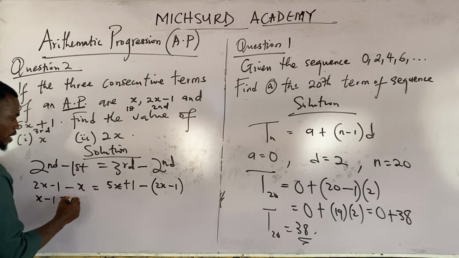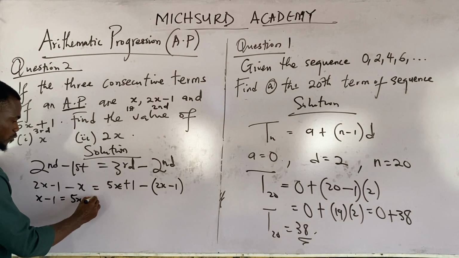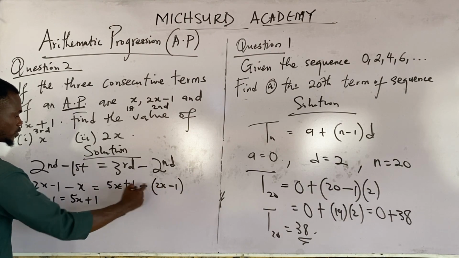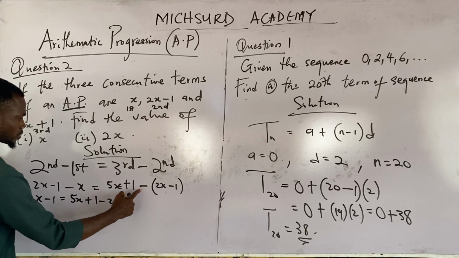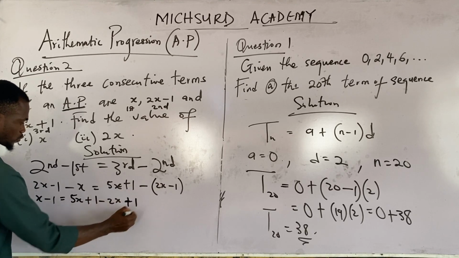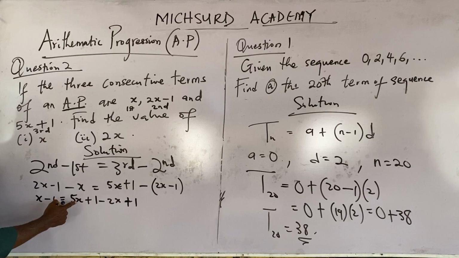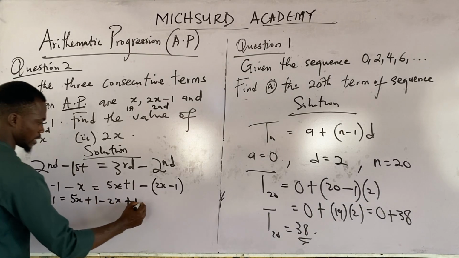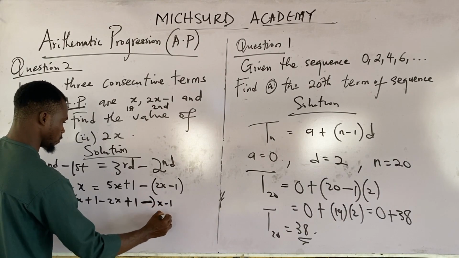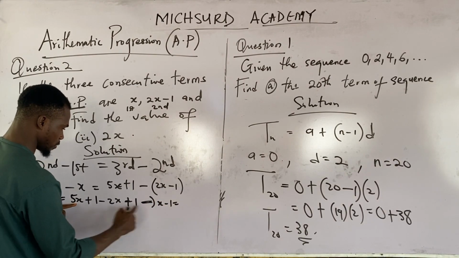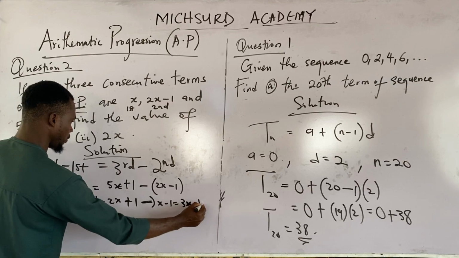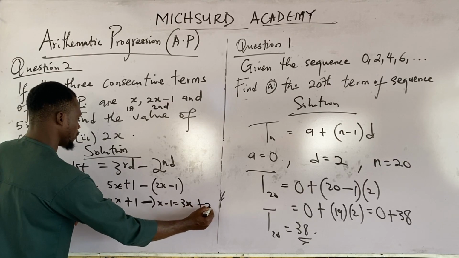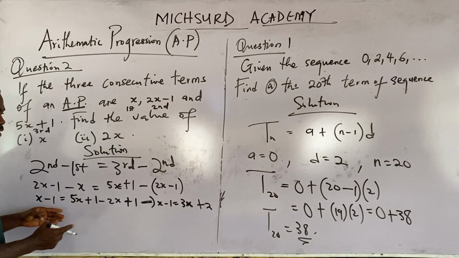So here we are going to have 5x plus 1, then minus the bracket, so we have minus 2x, and minus times minus is plus 1. Now, you can see that 5x can subtract with 2x, we have 3x. So we have 1 plus 1. In that case, what we have is x minus 1 is equal to 5x minus 2x, which is 3x, then plus 1 plus 1, which is 2. Now we can collect like terms.